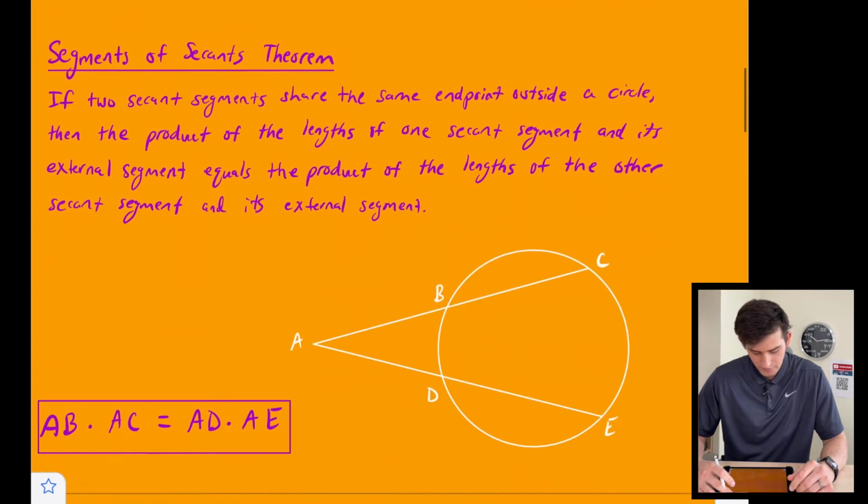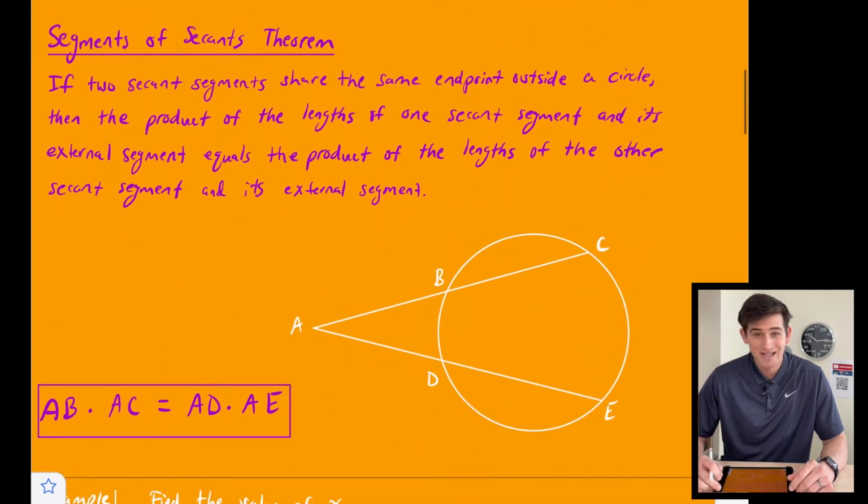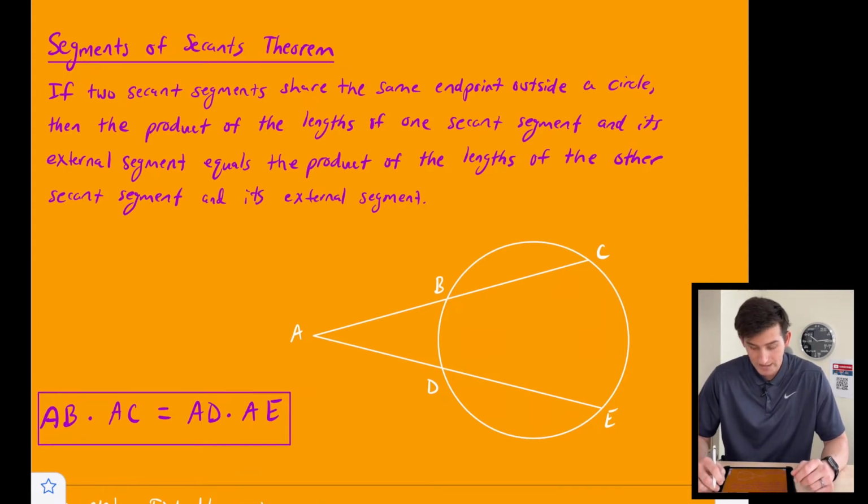Okay, so let's look at our first theorem, and it is called the segments of secants theorem. It states that if two secant segments share the same endpoint outside a circle, then the product of the lengths of one secant segment and its external segment equals the product of the lengths of the other secant segment and its external segment. So really wordy there, I know, but let's look at our diagram and look at our equation that we can form over here.